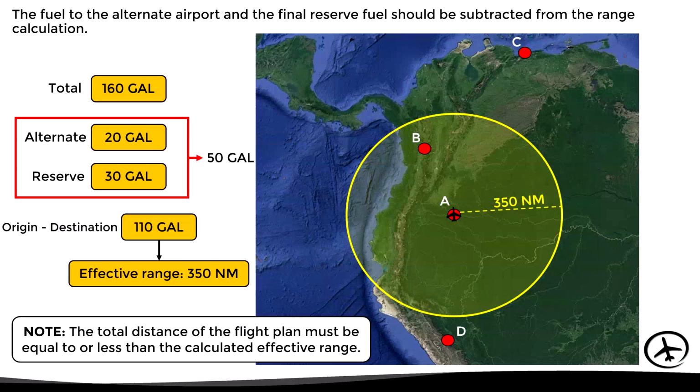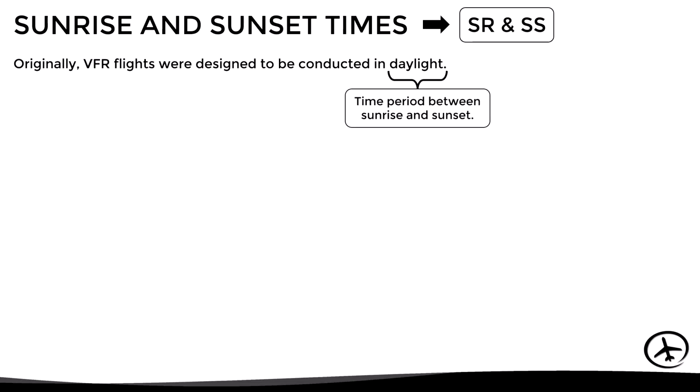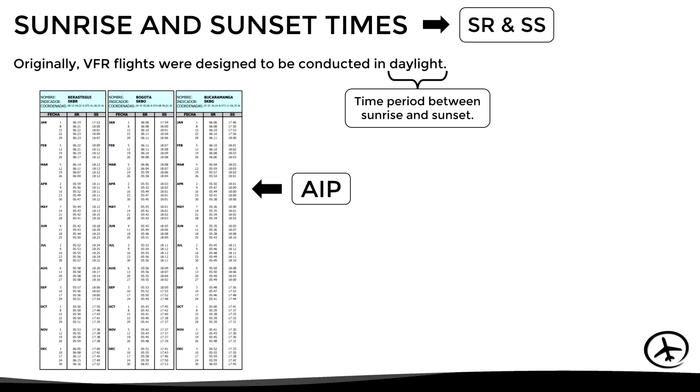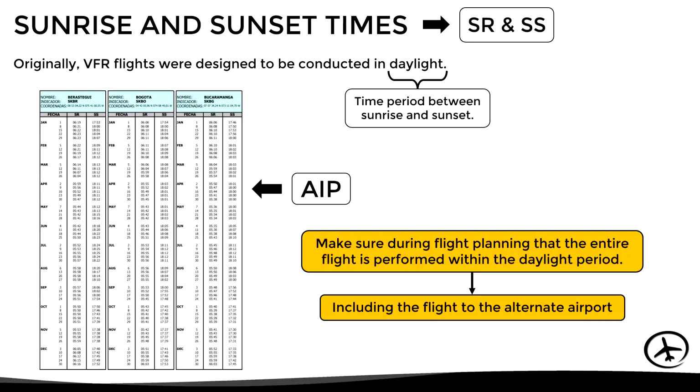Let's now continue with the considerations related to sunrise and sunset times. The thing is that, originally, VFR flights were designed to be conducted in daylight, which is defined as the time period between sunrise and sunset. Now, these sunrise and sunset times are not always the same, since they depend mainly on the latitude and the season. For this reason, sunrise and sunset tables are published annually by the Civil Aviation Authority of each state, and can be found in the Aeronautical Information Publication. So, in the event of being forced to fly in daytime conditions, we have to make sure during flight planning that the entire flight is performed within the daylight period, including the flight to the alternate airport.